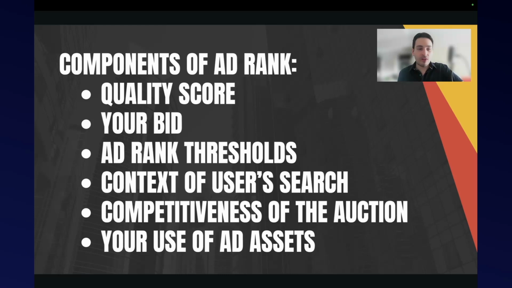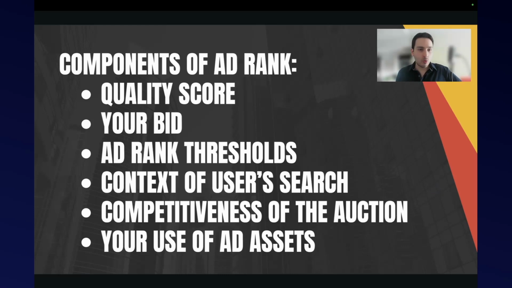You have to factor what is known as ad rank thresholds. You have to factor things like context of the user search, the competitiveness of the auction, and your use of ad assets. So again, so many things here that are already outside of your control. The context of a user search, the competitiveness of the auction, like how many advertisers are advertising. So what I'm saying is that you really have very little way of controlling the CPC.